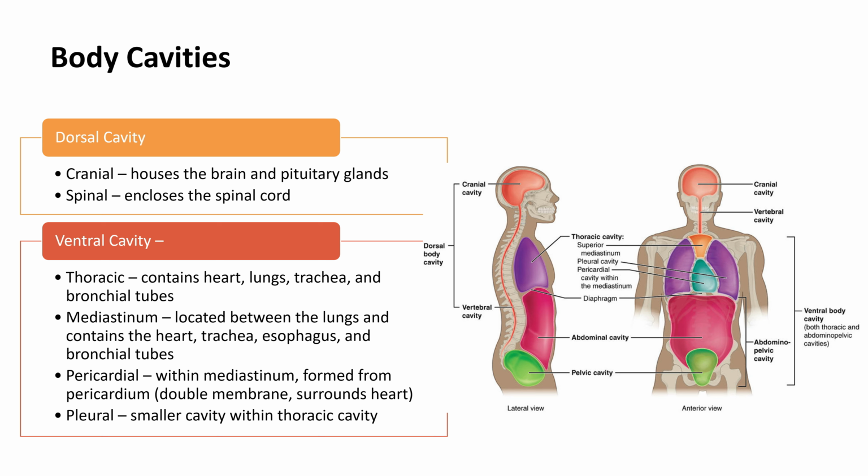Your mediastinum is right in the middle, and that's going to be located between the lungs, and it's going to contain the heart, trachea, esophagus, and bronchial tubes. Pericardial within the mediastinum is formed from the pericardium double membrane. It's going to surround your heart. Your pleural is going to be the smaller cavity within your thoracic cavity. This is a really good graphic right here, this picture, to show you guys the different cavities.